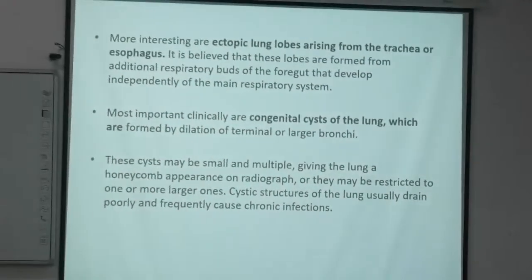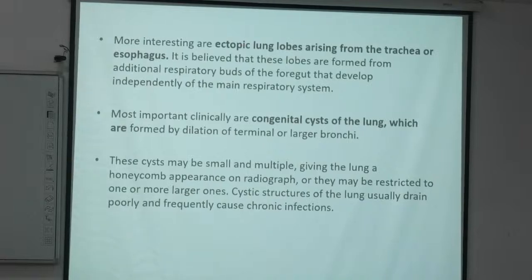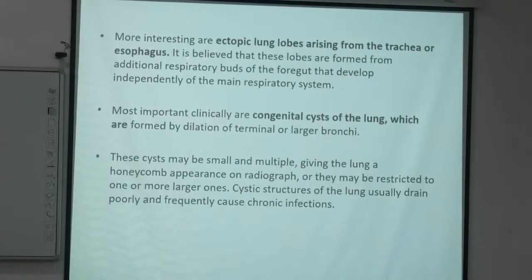Now, more interesting are ectopic lung lobes arising from the trachea or esophagus. It is believed that these lobes are formed from additional respiratory buds of the foregut that develop independently of the main respiratory system. Most important clinically are congenital cysts of the lung, which are formed by dilatation of the terminal or larger bronchi.